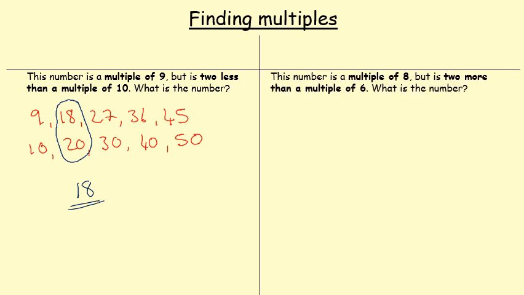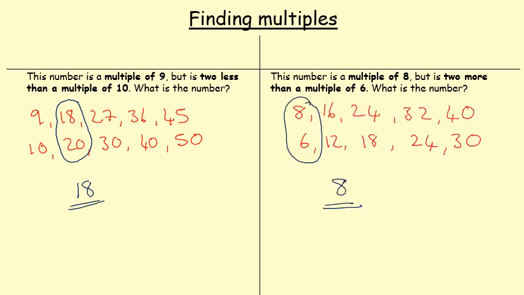Okay, so just have a go at this question on the right, similar process, pause the video now. Okay, so I'm going to show you the answer now. We're going to start by listing our 8 times table and our 6 times table. We're going to compare the two lists to see which number is 2 more than a multiple of 6. So this time the numbers occur quite early in our list. 8 is 2 more than a multiple of 6. That's our answer.